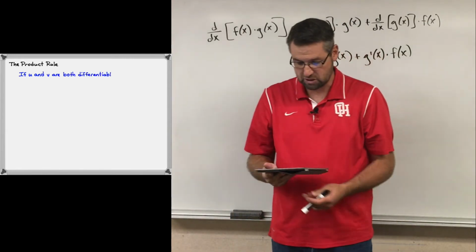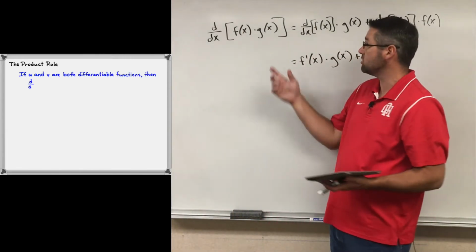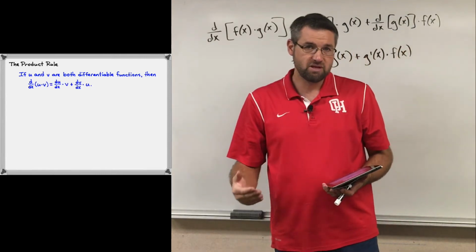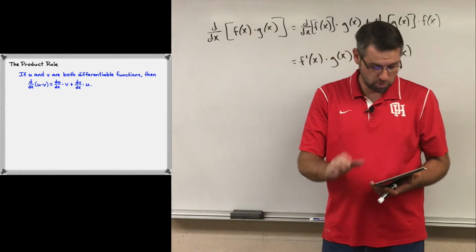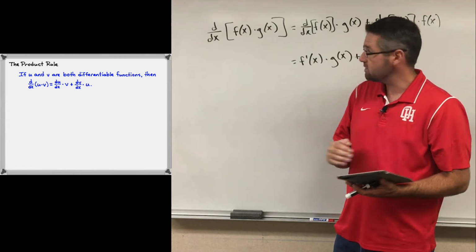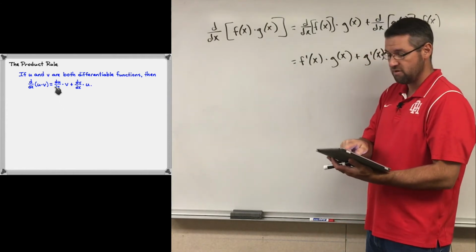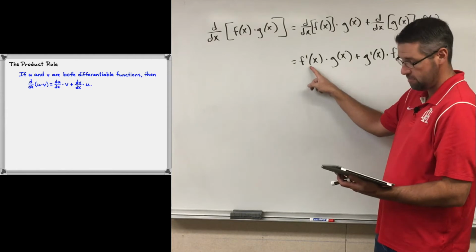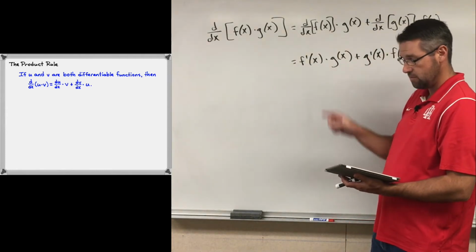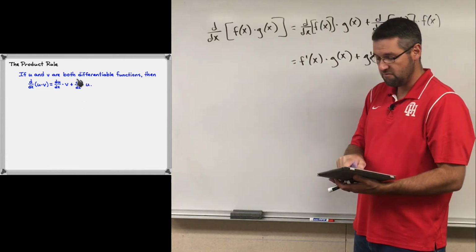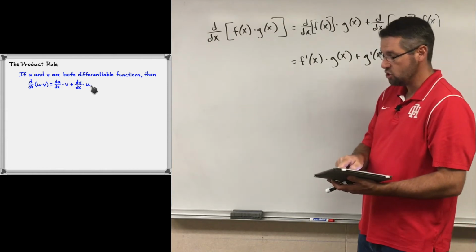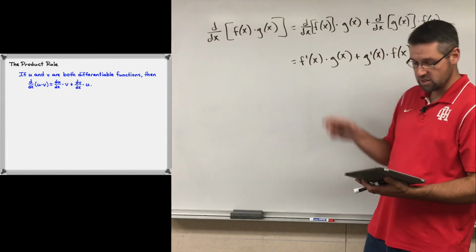Now, in the lesson here, you're going to see that I use different representations. If u and v are both differentiable functions, so u and v are like f of x and g of x, then the derivative of u times v is the derivative of u with respect to x, which is like f prime, times v, that's g, the second thing, plus the derivative of v with respect to x, that's g prime, times u, which is f. Okay, so that's the product rule.